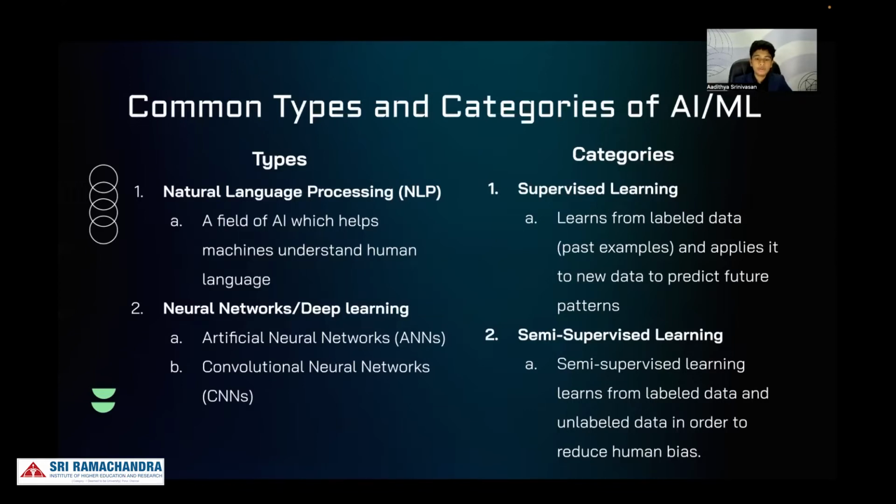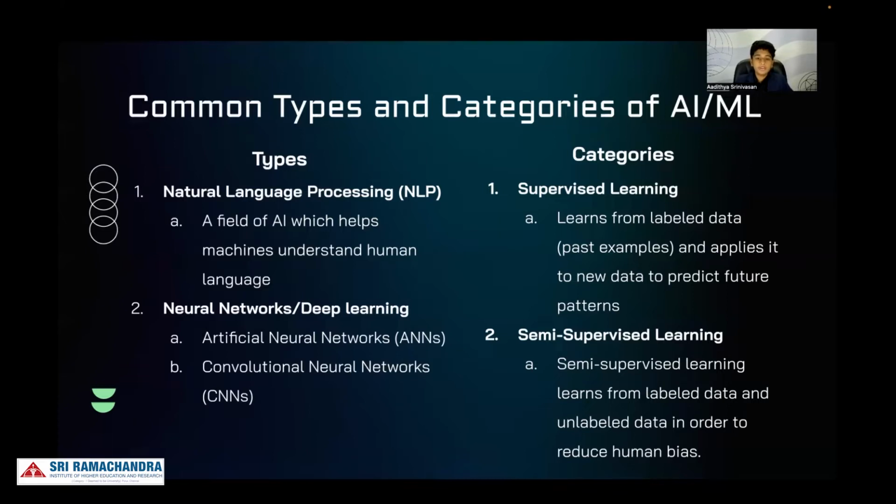Next is neural networks, a field which attempts to replicate the neural patterns in the human brain. Within neural networks are two subcategories, ANNs, which are artificial neural networks, and CNNs, which are convolutional neural networks. ANNs are typically used for predictions that include a lot of numerical data. Meanwhile, CNNs are used more for predictions that involve image data.